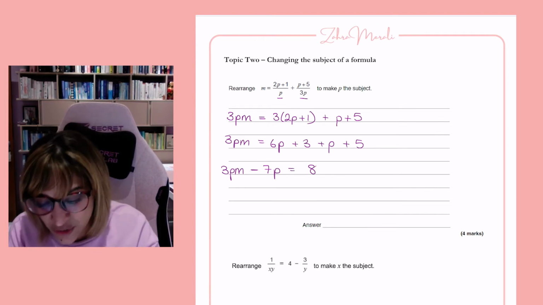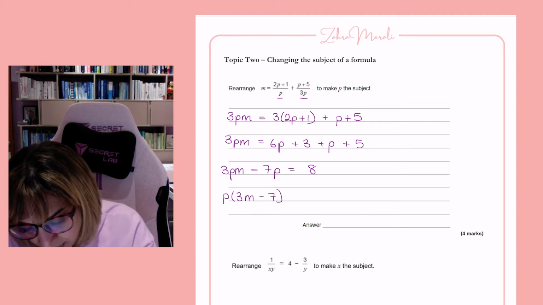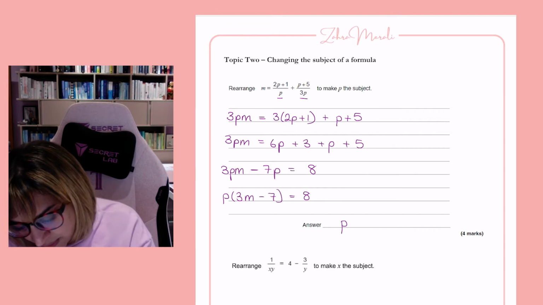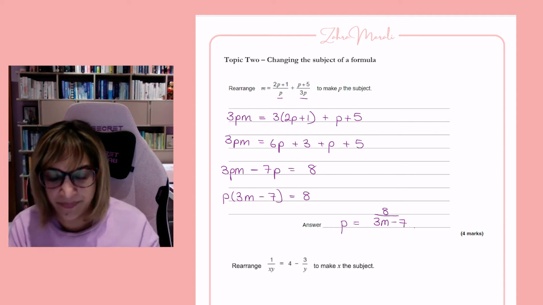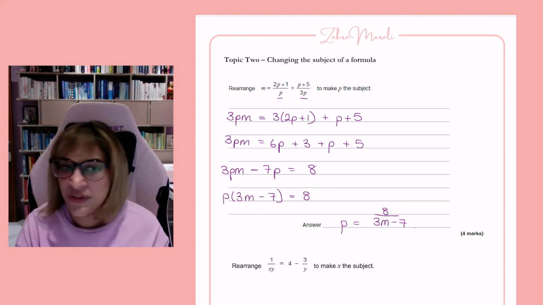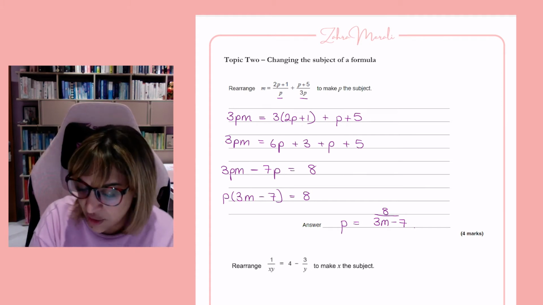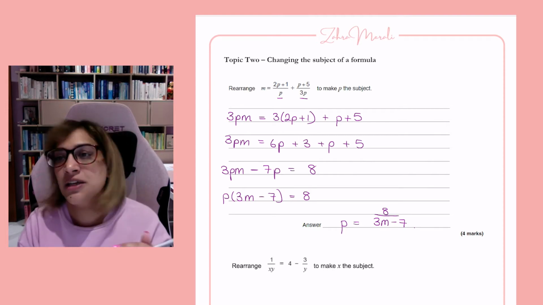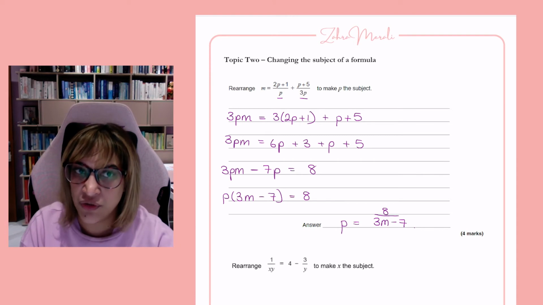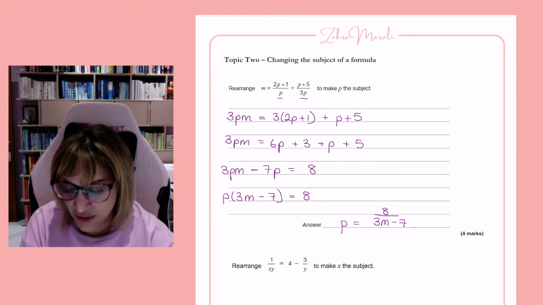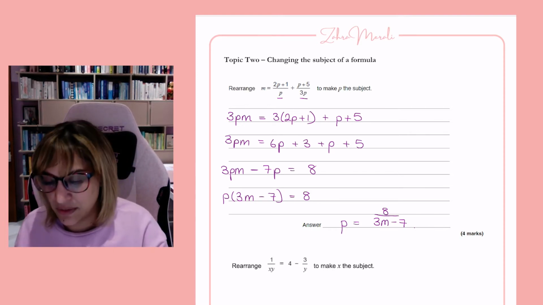And the next step is you want to take the p outside the bracket. So 3m minus 7 equals 8, and you should then be able to see p equals 8 divided by everything in that bracket. Now you may have moved it the other side. You may have minus 8 equals 7 minus 3m, which is essentially this expression times by minus 1, and that's totally fine as well. So whichever answer you got, it's the correct answer. You may have it written in a slightly different form, it would still be the right answer.